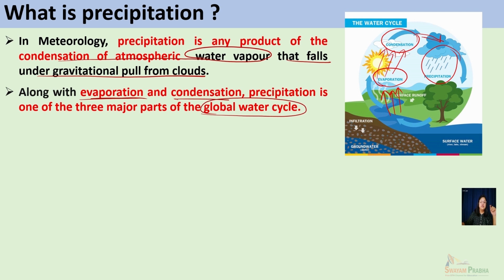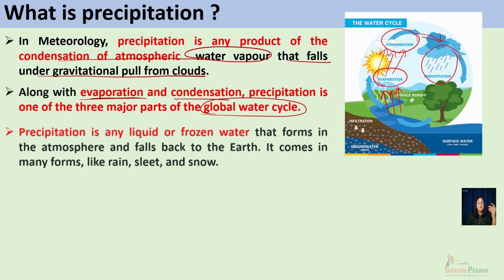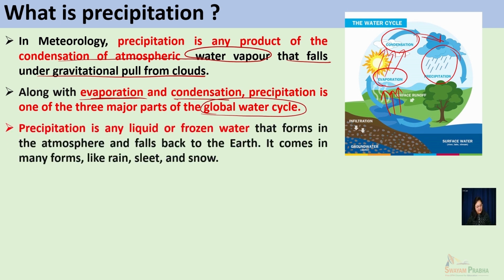Therefore, precipitation is one of the important segments of the water cycle also, and this precipitation which falls back on our surface is of different forms. It may be of various forms like rain, sleet, snow, hail, etc. So it can be liquid or it can be frozen, and there can be various forms of precipitation.